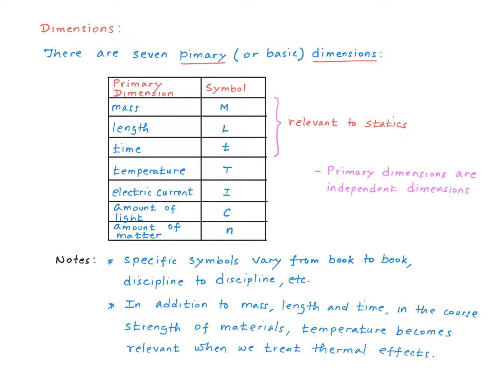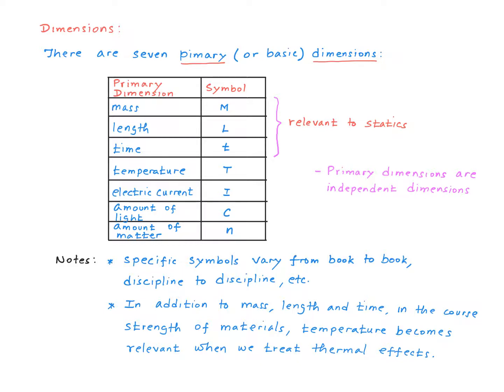The primary dimensions are also sometimes called the basic dimensions. The primary dimensions are independent dimensions. In other words, each one in this list is independent of the other. So what are they? They are the mass, length, time, temperature, electric current, amount of light, and amount of matter.